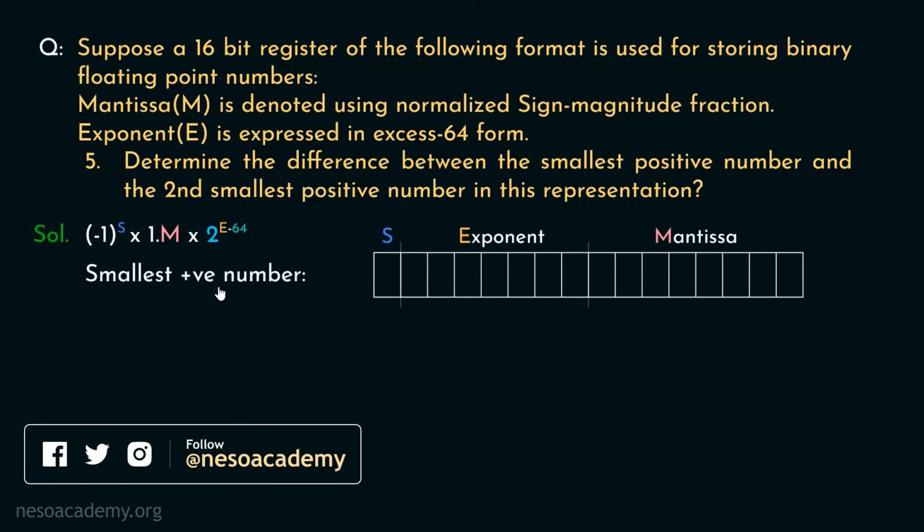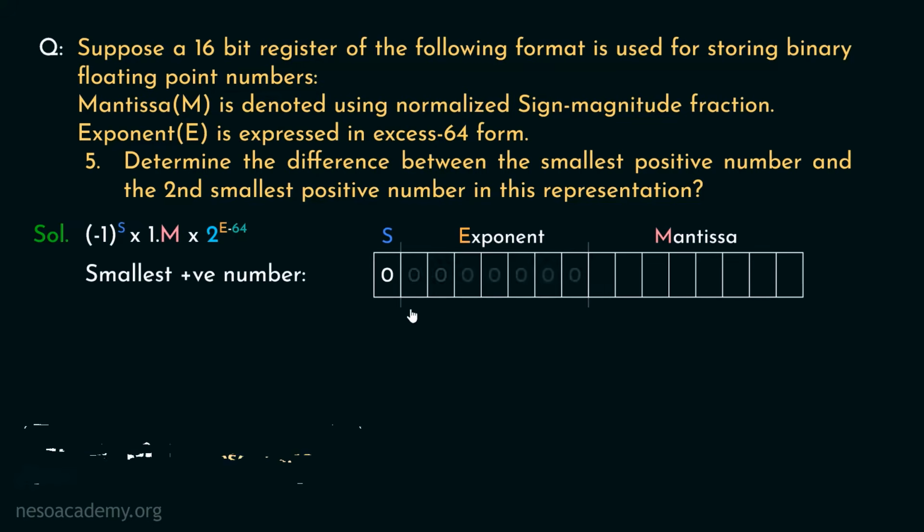Now since we are talking about positive numbers, clearly the sign bit is going to be 0, right? Now we are talking about the smallest number. Therefore, in the exponent field, we are going to fill it up with all zeros. Now coming to the mantissa part, we also are going to fill the bit places with zeros only. Now let me show you how this will be represented in decimal.